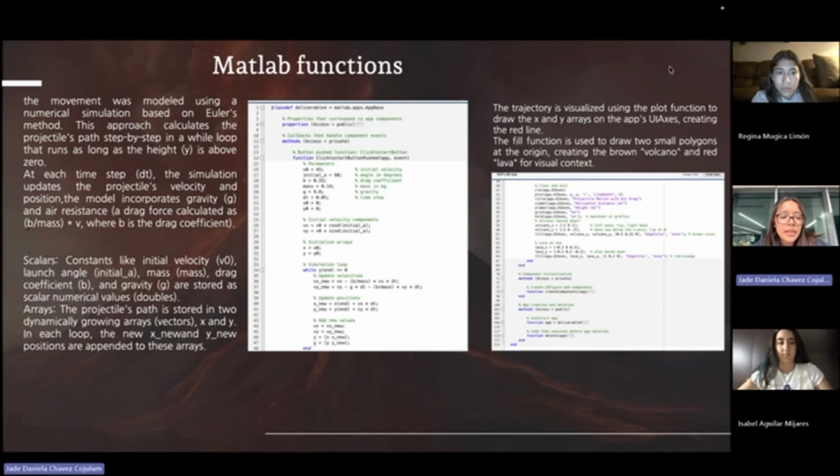We have the arrays. The projectile's path is stored into dynamically growing arrays, which are the vectors x and y. In each loop, the new x and y positions are appended to these arrays. The trajectory is visualized using the plot function to draw the x and the y arrays, creating the red line, and then the fill function is used to draw two small polygons at the origin, creating the brown volcano and red lava for the visual context.